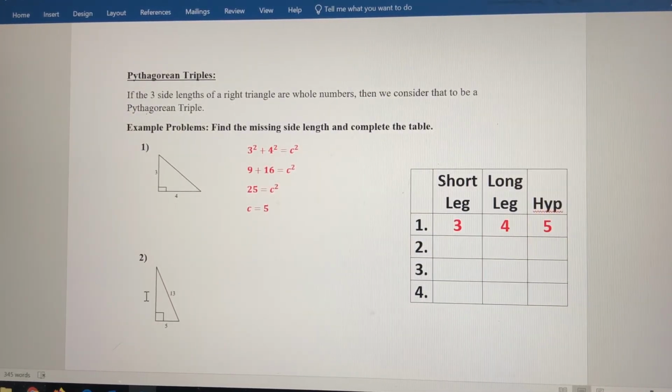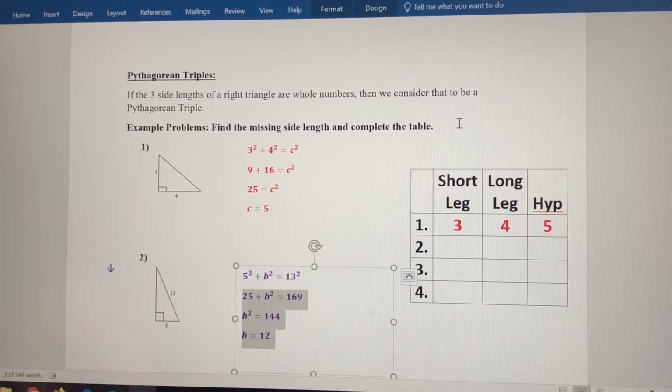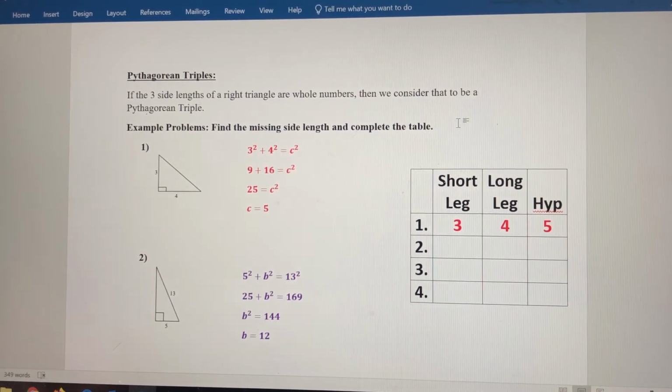All right, so let's take a look at number 2. In this case, we're going to be solving for this missing leg over here. So the hypotenuse is 13, and the smaller leg is 5. I'm going to call 5 A in this case, so we're going to be solving for B. When I square 5, I get 25. When I square 13, I get 169. I'm going to subtract 25 from both sides, which gives me a B squared value of 144. Take the square root of both sides, and we get 12.